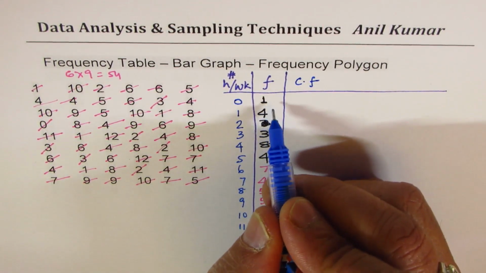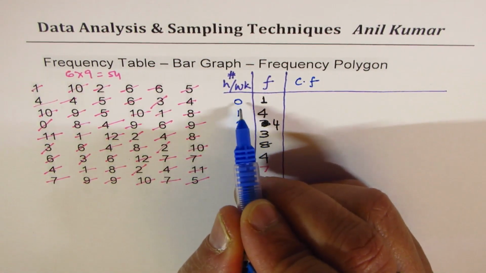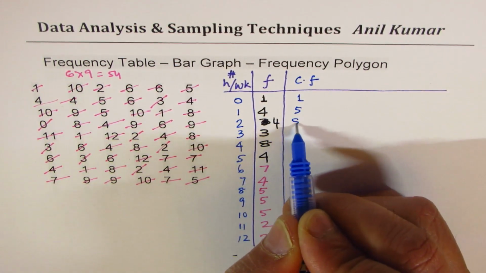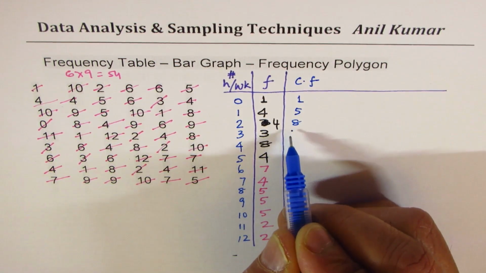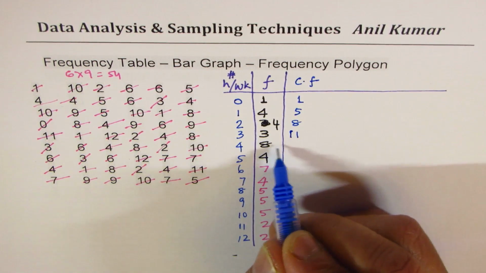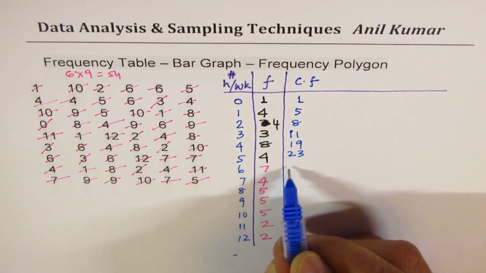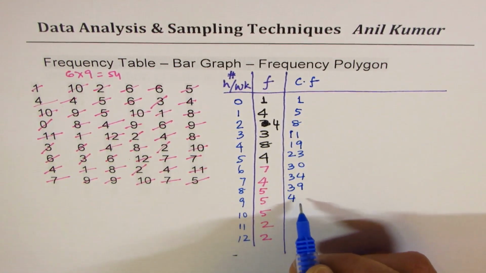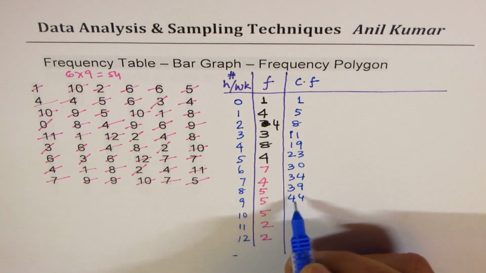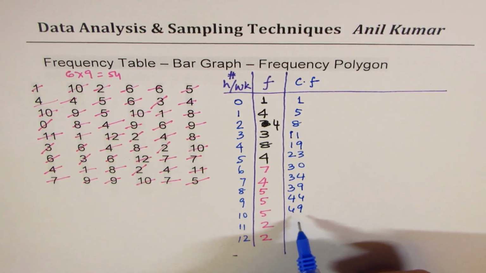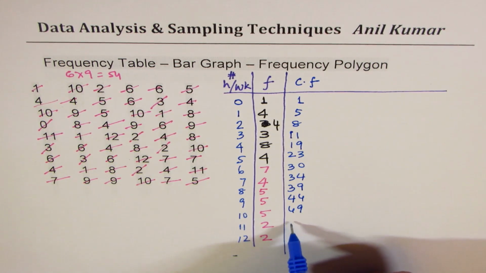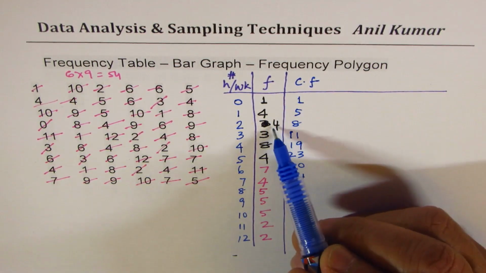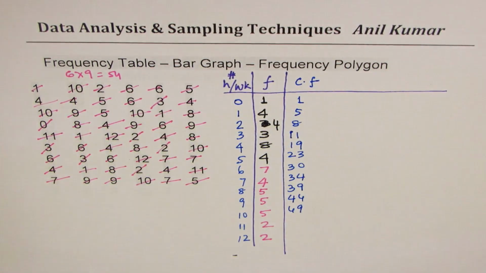So let's make the cumulative frequency. We are saying less than 0, we have 1. Adding 1 and 4, we get 5. 4 plus 4 is 8. 8 plus 3 is 11. 11 plus 8 is 19. We get 23 here. 30, 34, 39, 43, 44, right? And then we have 49, and 2. That makes it 53. So that's not the number. We missed some number here, right? Oh my God. So, okay.